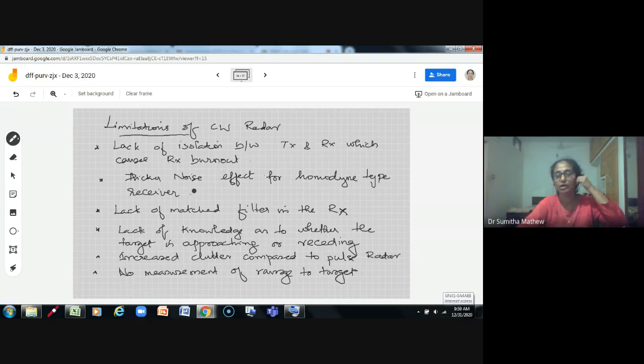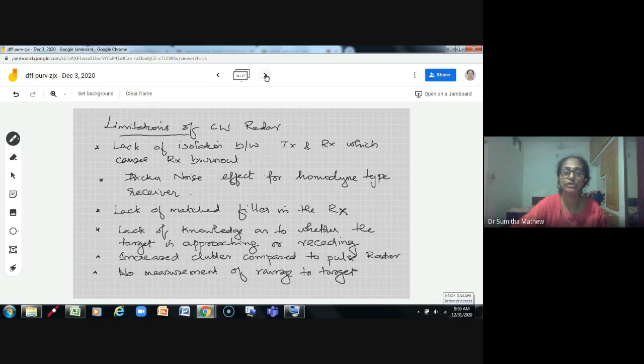Then we can measure range by using FMCW radar. So if you are asked to describe a radar which measures the range, then you have to explain about FMCW radar. So measurement of range is possible in the type of radar known as FMCW radar. Okay, that's all for the limitations.